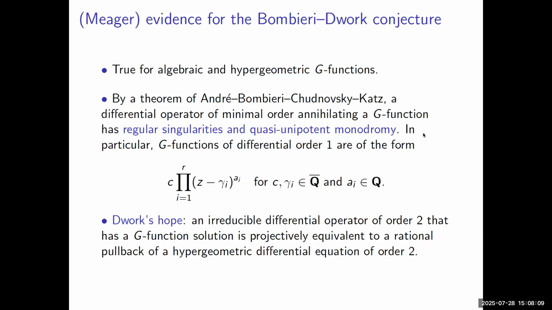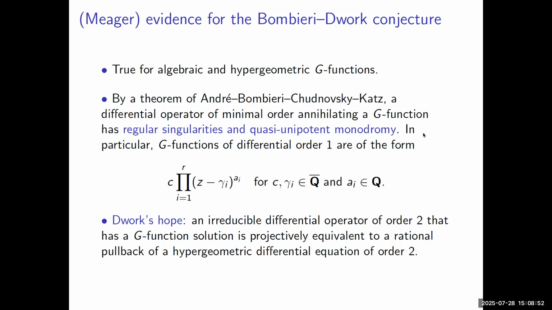And maybe for me, the most important evidence is that if you pick a non-zero G function, you consider the differential equation of minimal order that annihilates it. There's this theorem, a combination of results by these four, that says that this shares with Picard-Fuchs differential operators an important property: the singularities are regular and the monodromy is quasi-unipotent. And in particular, you can solve differential equations of rank 1 with this property. And so it's very easy. You just have a rational function.